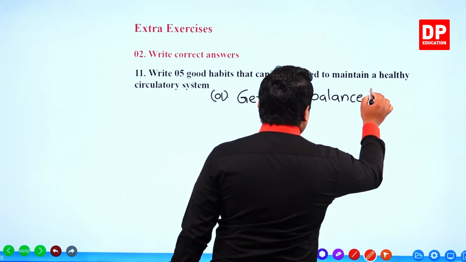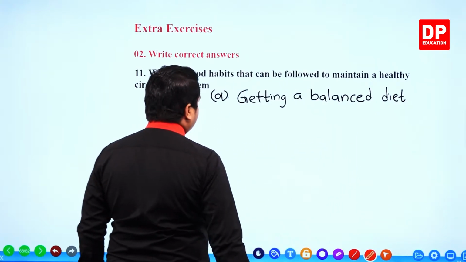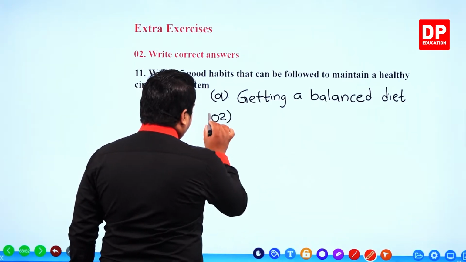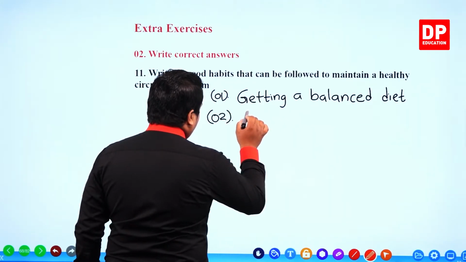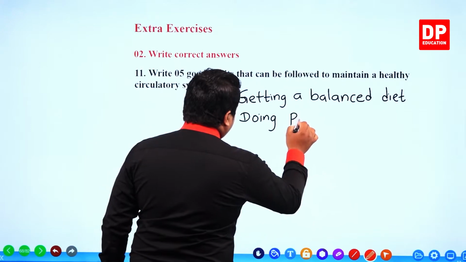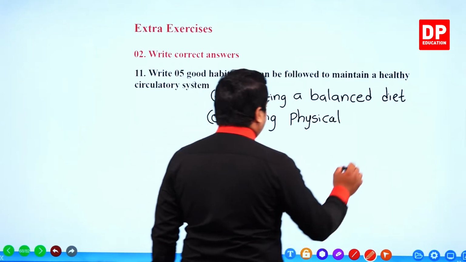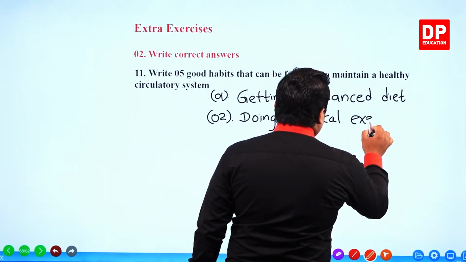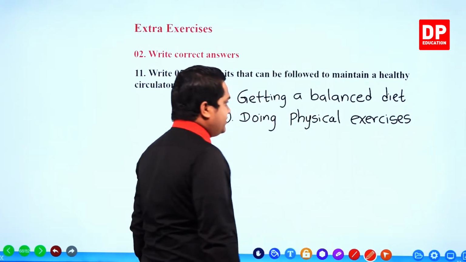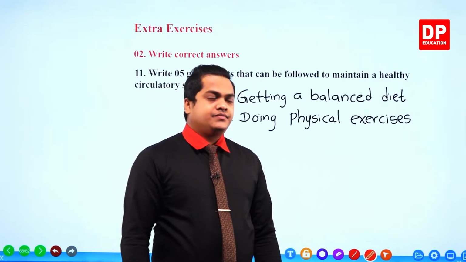Getting a balanced diet. Right? Then number 2, doing physical exercises. It's important to do physical exercises to have a good healthy body, right?